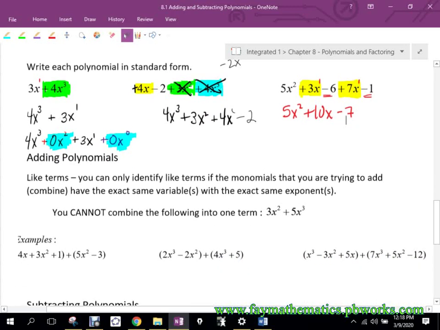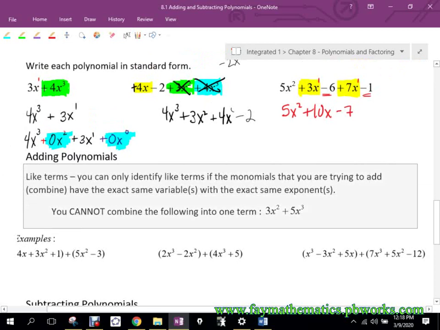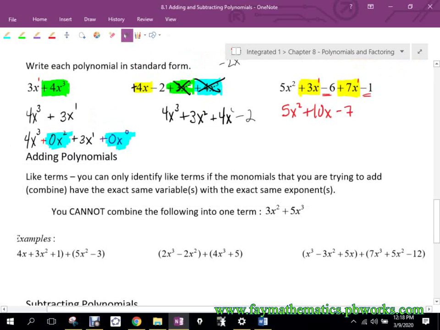So here's that idea written out in mathematical terms. Make sure we're paying attention here, Hunter. It says, you can only identify like terms if the monomials that you're trying to add, and when I say add, I mean subtract at the same time. So you're going to add them or subtract them, and we use the word combine, right? That's what we've been using in the past, combine like terms. You can only identify like terms if the monomials you're trying to combine have the exact same variable, meaning they're all K cups, or they're all markers. And they have the exact same exponents. Does that kind of make sense?